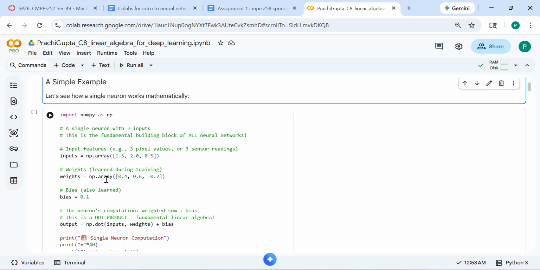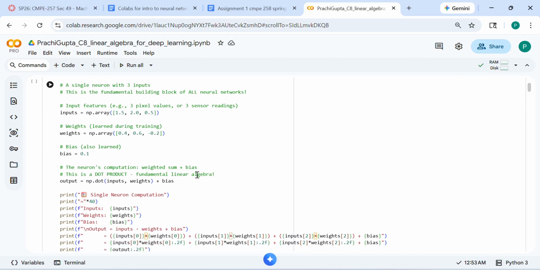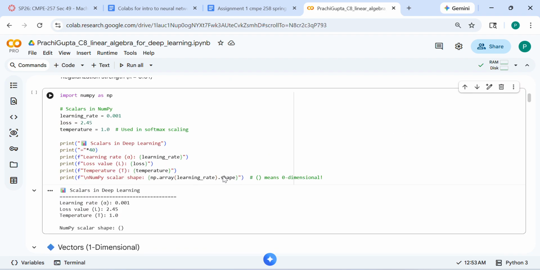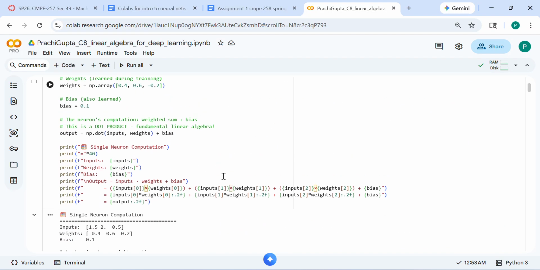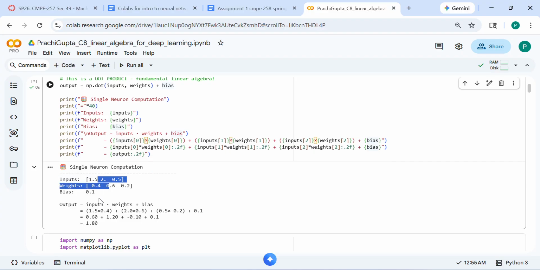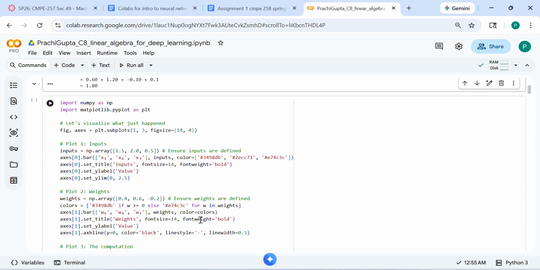Let's ground this in reality. Think of this code for a single neuron as the fundamental building block of every neural network. We have inputs like pixel values, weights, which the network learns, and the bias, which shifts the output. So the input, weights, and the bias. I'll just run it. Here we are: single neuron computation with inputs, weights, and bias. We multiply the input with weights and then we add the bias. So, this is how the calculation is done.